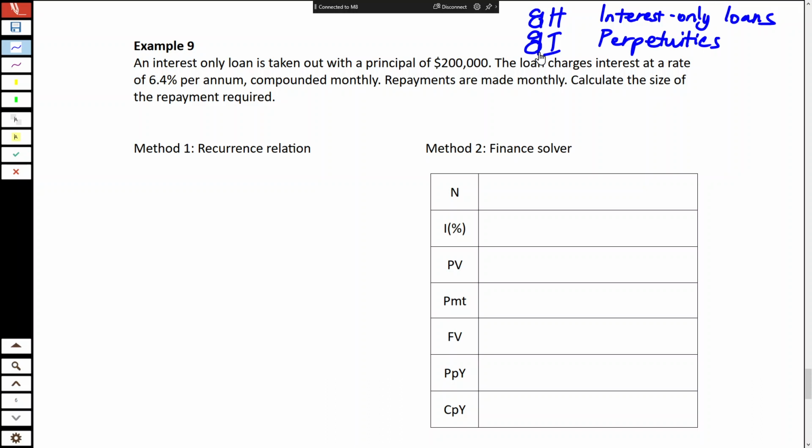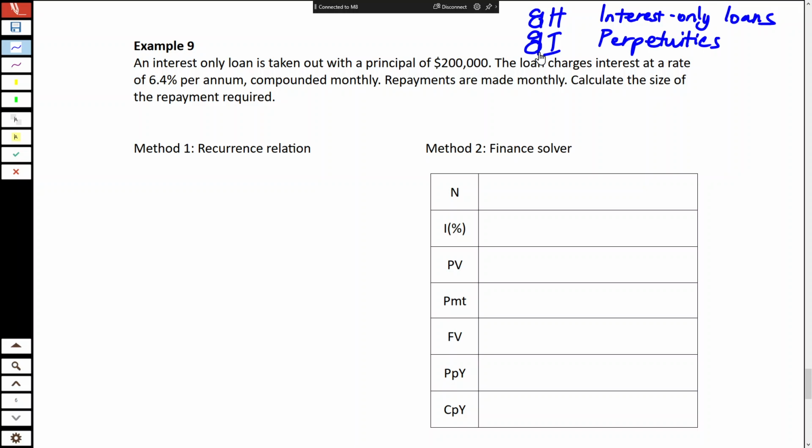Okay, so let me explain what an interest-only loan is. The idea is that when you borrow money from the bank, you take out a loan, the bank charges you interest at the start of each month. You comfortable with that? Okay. So the way this works is you only pay enough money to the bank to pay off the interest. So that would mean your principal, the amount that you owe to the bank, doesn't change over time.